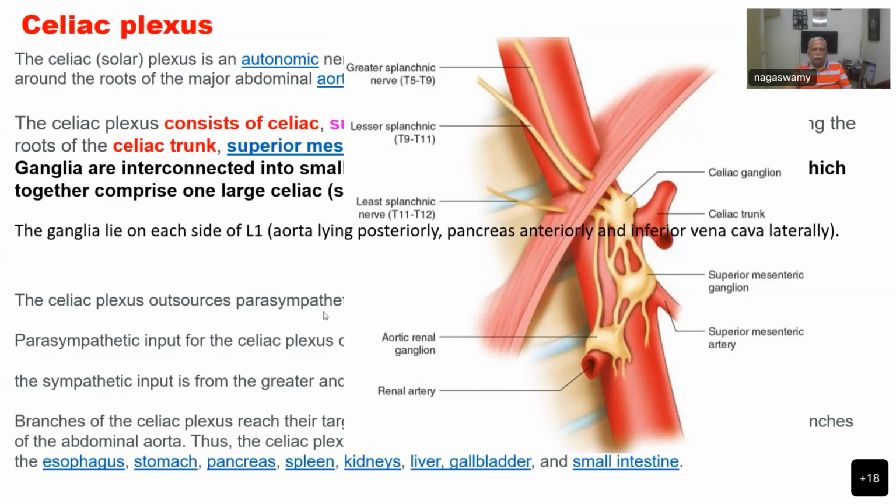The sympathetic supply, as I said earlier, is coming from the greater splanchnic nerve, which has nerve roots T5 to T9, lesser splanchnic T9 to T11, and least splanchnic T11 to T12. You can see all the three pierce the diaphragm and join the celiac ganglia. All this supply, and the vagus also comes and gives a branch which is not depicted in this picture. So all these things together form the celiac plexus.